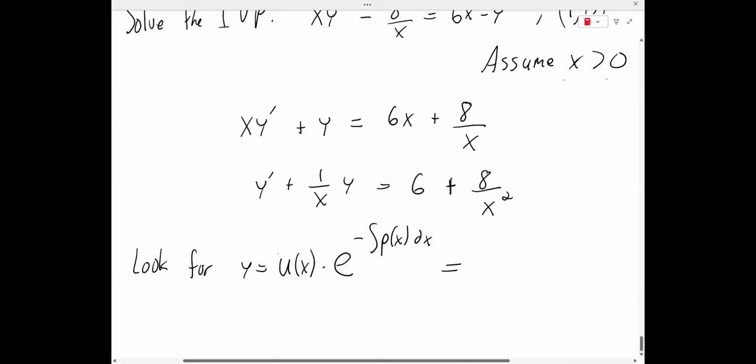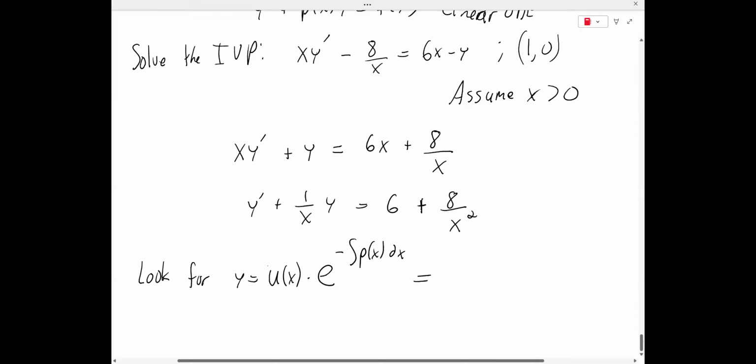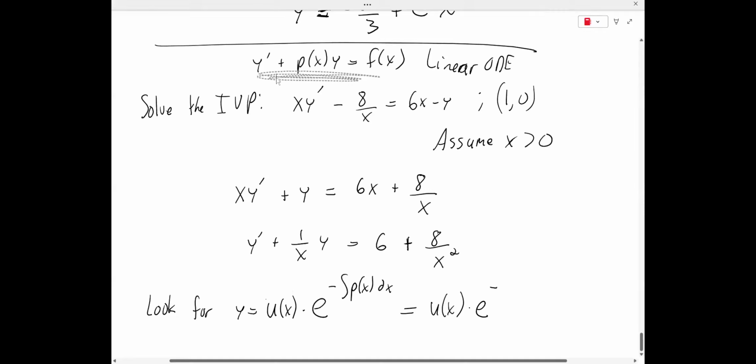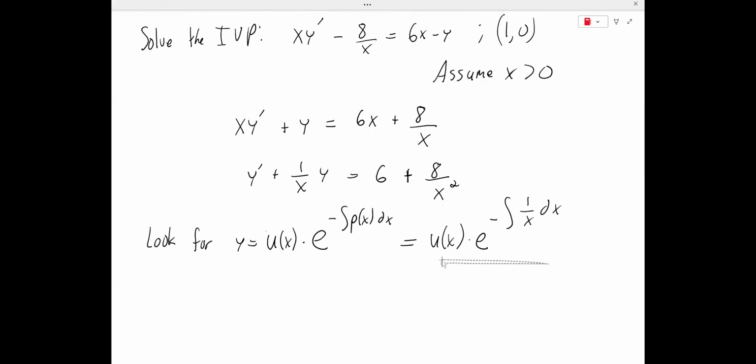Where, so that would be what here then? Well, we have u of x times e raised to negative the integral of p of x. What's the p of x here? That's back up here, looking at the differential equation up here. The p of x is this right here. It's the 1 over x. So negative integral 1 over x dx. So we'll look for solutions of this form here. And then you want to simplify this out. See what this is here?